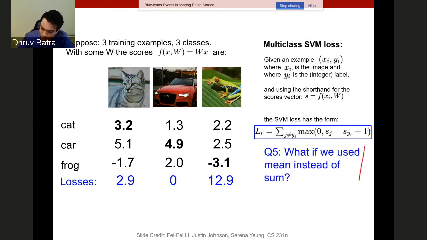What if we used mean? So instead of this summation, if we had just divided everything by the number of classes K, nothing happens to this as well. You're just scaling your loss value by a constant. It does not depend on W. It does not depend on your model class. It's just a constant that you're scaling this by. So it plays no role in the optimization.